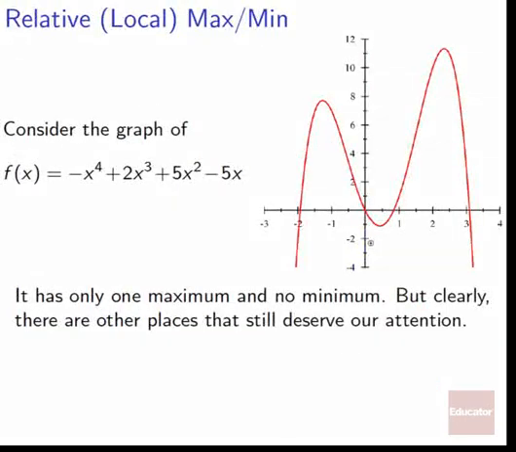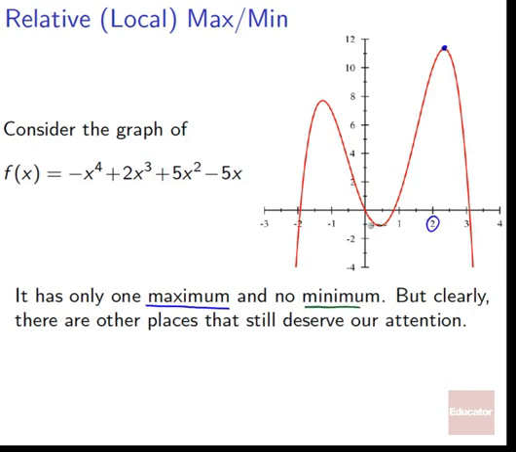Great. We can also talk about something else. First, let's consider this graph, this monster of a function, -x⁴ + 2x³ + 5x² - 5x. Technically, this function only has one maximum, right? You can only have one maximum, and it's going to be here because it's the highest point it manages to achieve. It'd be at x equals 2. But it actually has no minimum. Why does it not have any minimum?